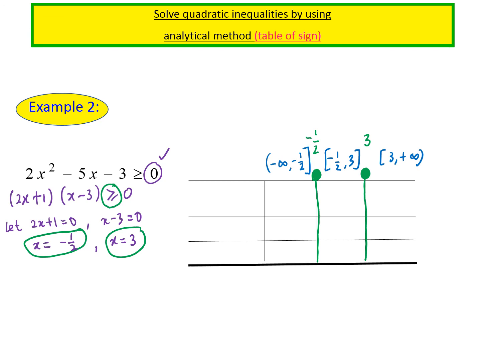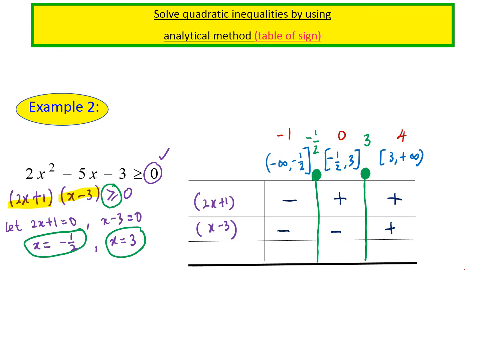Filling in the blanks in the table, now I'm going to consider my factors. So my factors here are 2x plus 1 and x minus 3. Now I will choose my test values. So over here I have negative 1, here I have 0, here I have 4. Now I can do my sign. So I use my calculator and try to see what happened. Over here, when x is -1, it will produce a negative answer. This will give me positive, positive, negative, negative, positive.